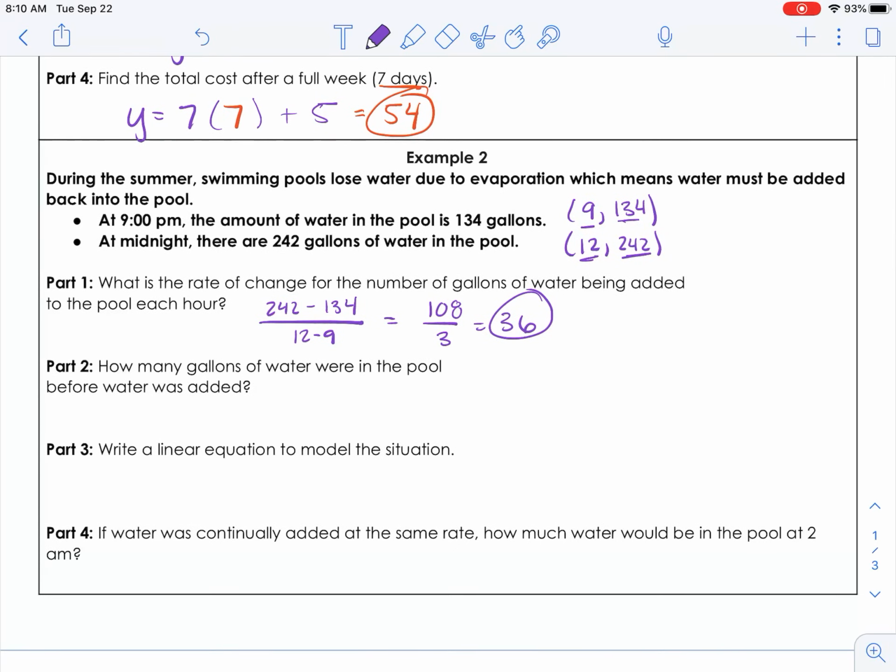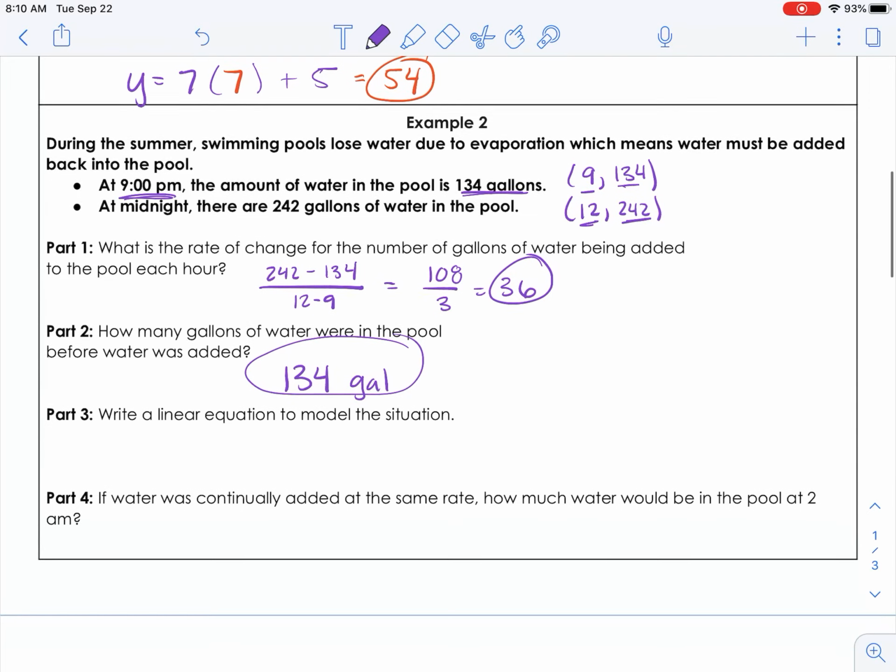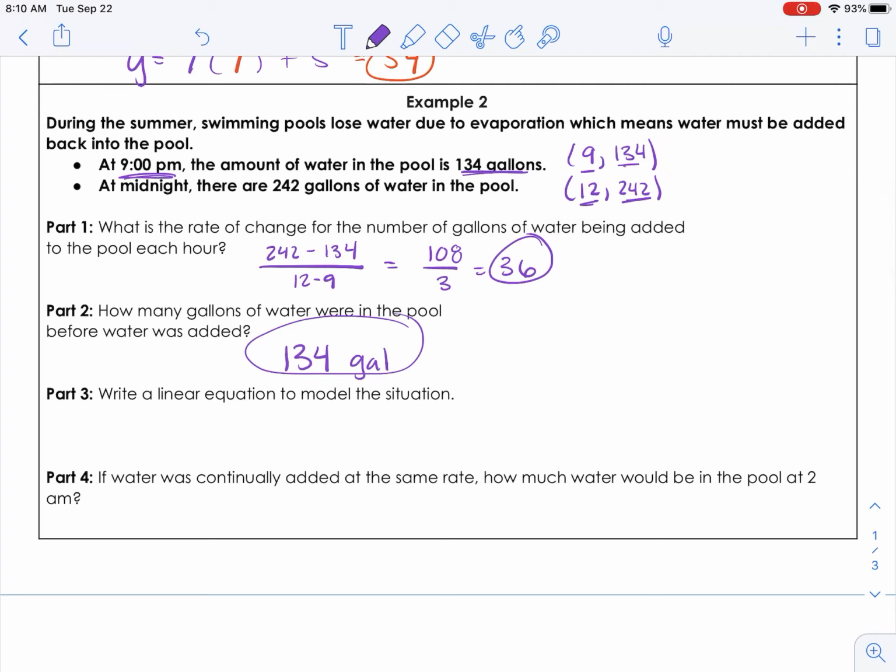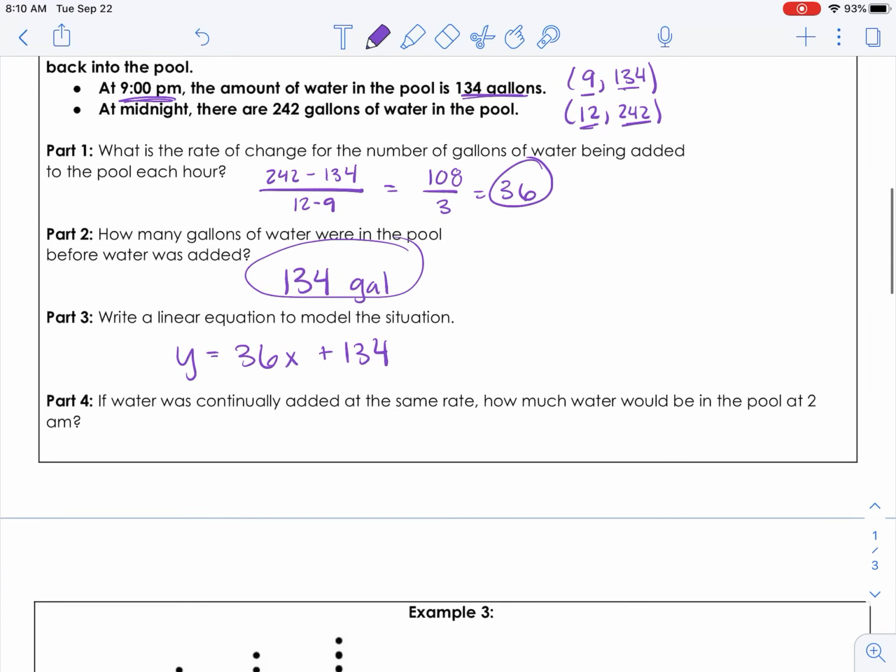Then it says how many gallons of water were in the pool before water was added. Well, our first measurement was at 9 p.m. and they said there was 134 gallons. So our initial value is going to be 134 gallons. And write a linear equation to model this. So we know our slope is 36, our initial value, or the y-intercept, or b, is 134. So it's going to be y equals 36x plus 134.